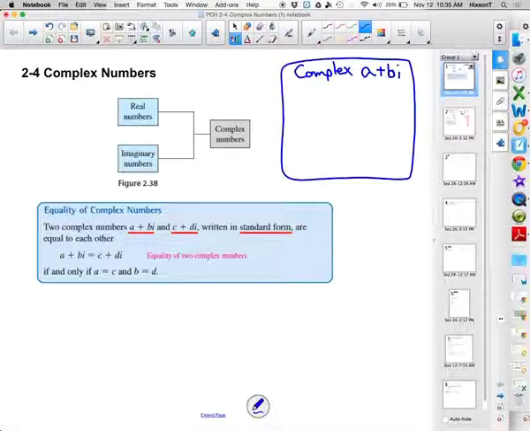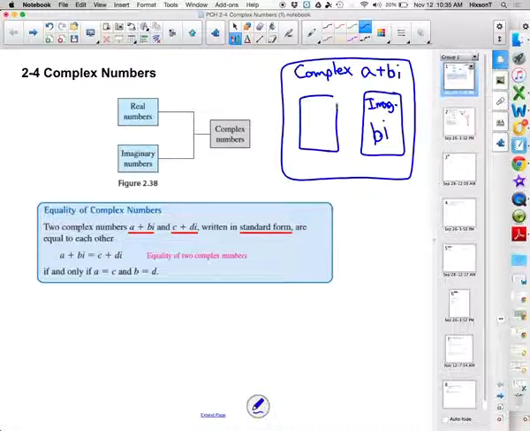Okay? We have imaginary numbers. That's the stuff that just has a bi in it. Something with an i. And then we have all the real numbers.